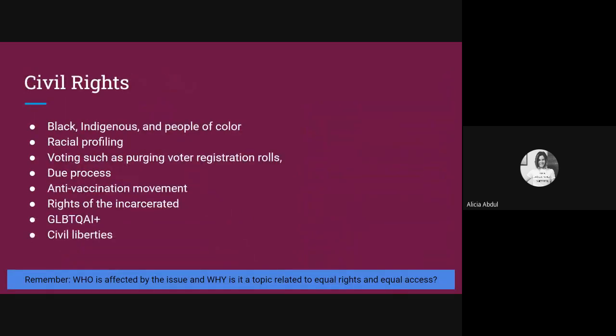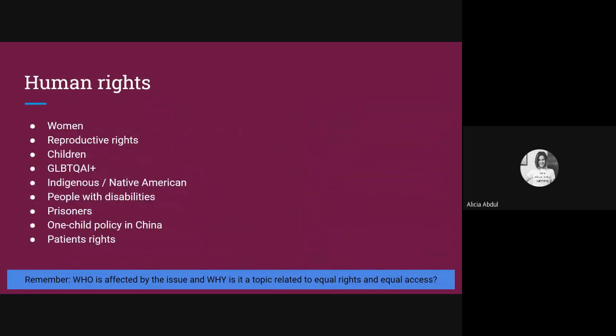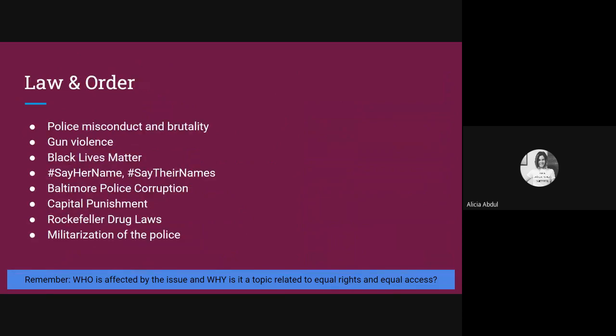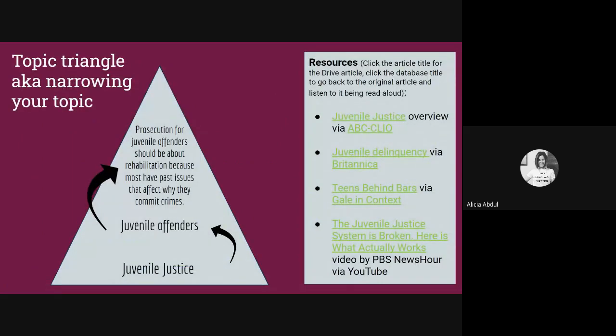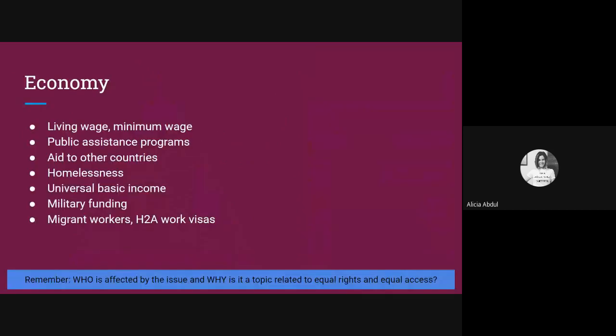Human trafficking, civil rights, human rights, and you're welcome to pause at any point in time and look through and view these. Law and order. And another one about juvenile justice that is very specific to topics that you've talked about when you're reading Just Mercy. This one focuses on juvenile justice and specifically juvenile offenders and how prosecution for juvenile offenders should be about rehabilitation because most have past issues that affect why they commit crimes. And again, the resources that are available are 3 database articles and a video.